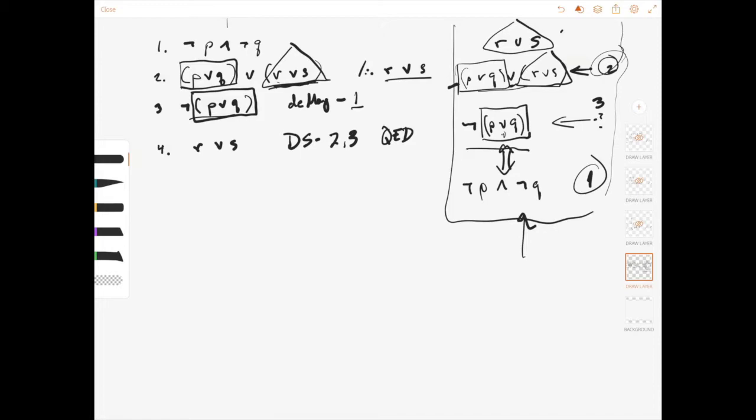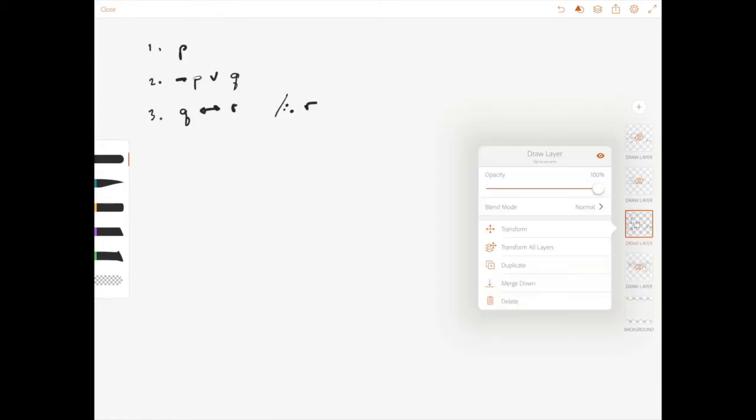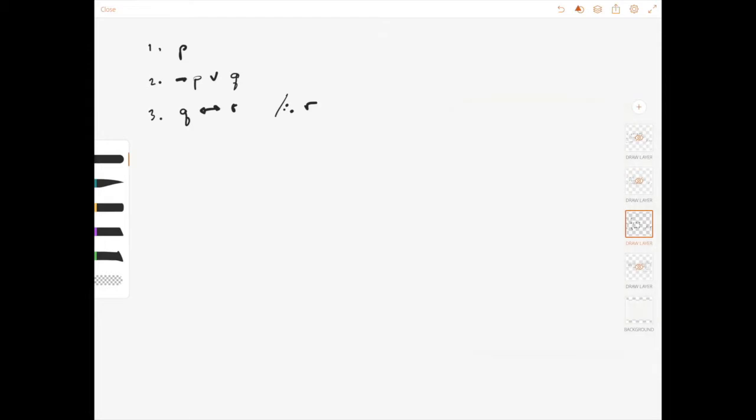All right, let's have a look at a different proof now. This proof is: line 1, P; line 2, not P or Q; line 3, Q is materially equivalent, that's our biconditional operator, to R. And the conclusion we're trying to get is R.